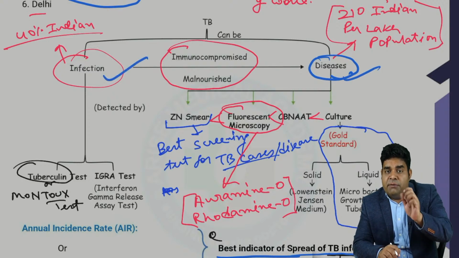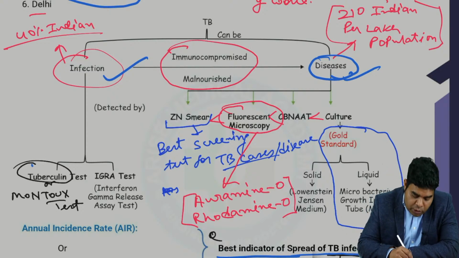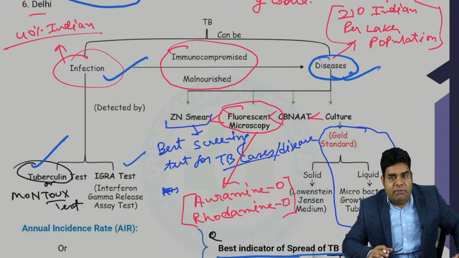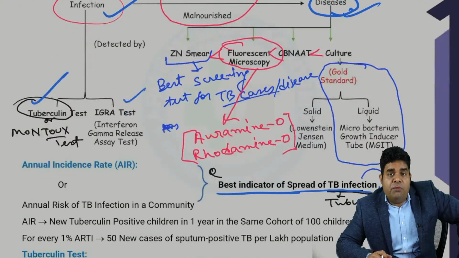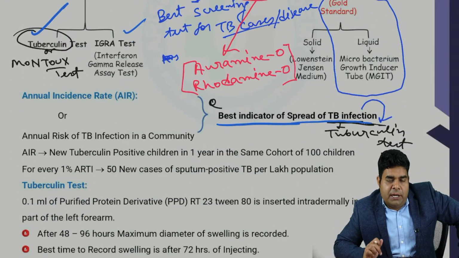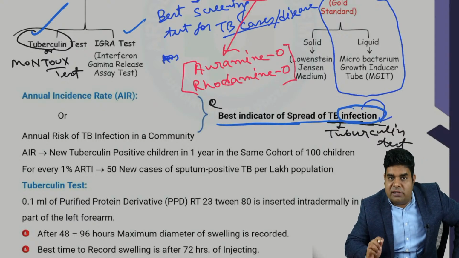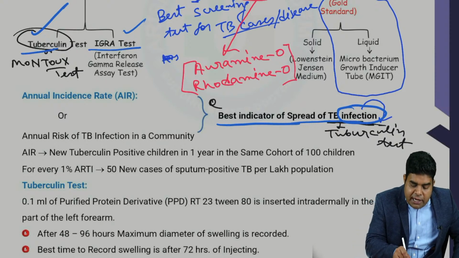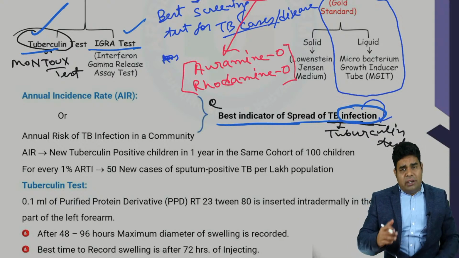Infection, as I said, is in 40% of Indians, and infection is detected by the tuberculin test and the IGRA test only. Only 2 tests detect infection. Now, if we are detecting a spread of TB infection, then infection cannot be detected by Z and smear or CB-NAT. Infection can be detected either by tuberculin or by IGRA. And IGRA is a very costly test, not done mostly in India.